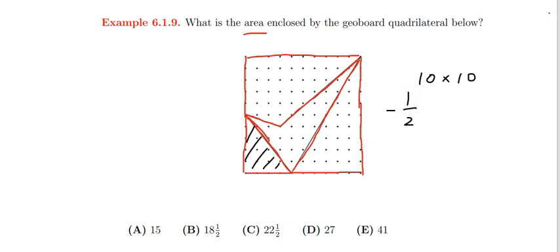This right triangle is half. So here's 1, 2, 3, 4. 4 multiply 5. And minus this one, right? This one is half. So this is 6 multiply 10.